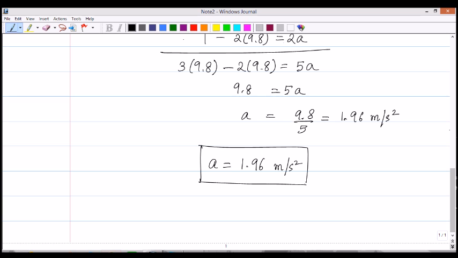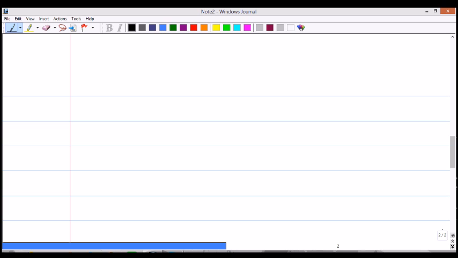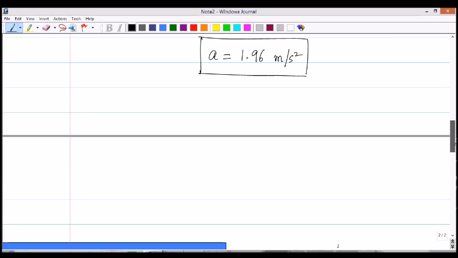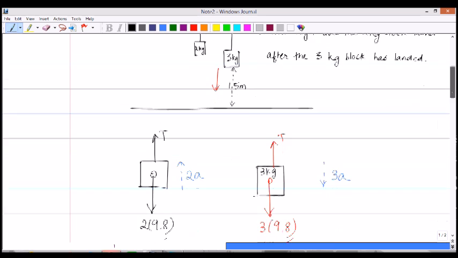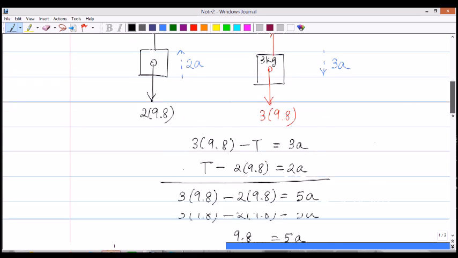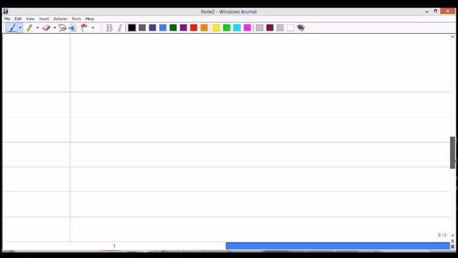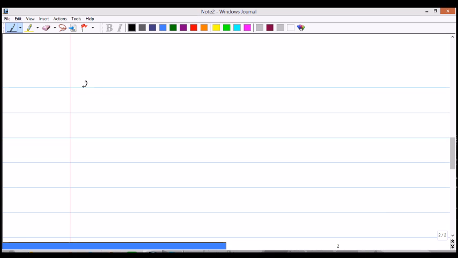Alright, now let's try to figure out the time taken by the 3 kg block to land. So this is part B of the problem. While the 3 kg block is attached to the 2 kg block, what we know is that both the blocks have an acceleration of 1.96 meters per second squared pointing downward.